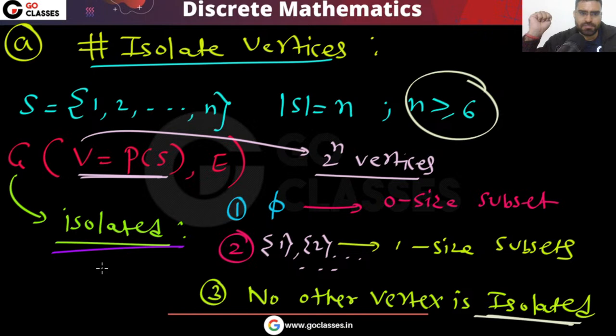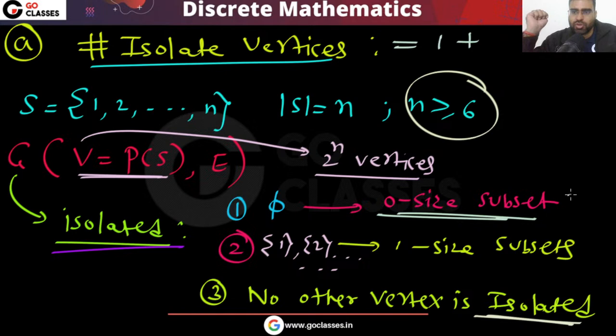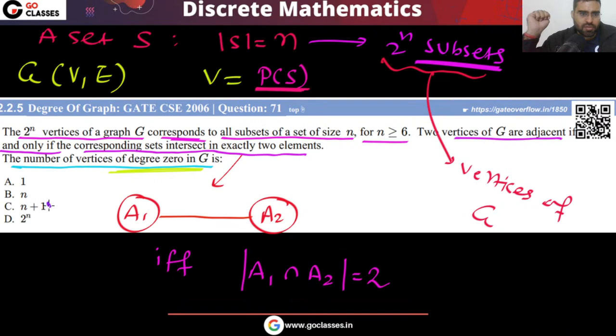So finally, your answer will be how many isolated vertices? The zero size subset will be 1. Okay, so that is 1. And how many one size subsets? That will be NC1, which is N. So your answer is going to be N plus 1. Okay, so this will be your answer. Please tell me, is this clear? Let me know. This is clear, right? Yes or no?